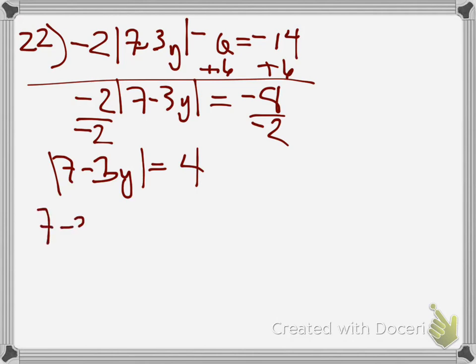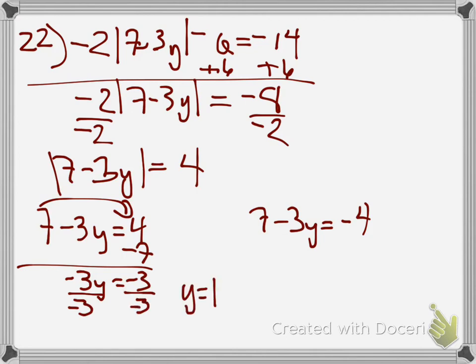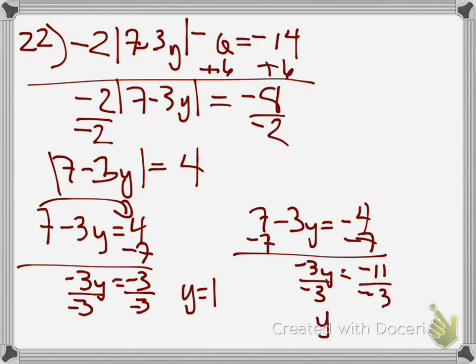Now I'm saying 7 minus 3y is equal to 4. 7 minus 3y is equal to negative 4. Move the 7 over, minus 7. Negative 3y is equal to negative 3. Divide, and y is equal to 1. Here, minus 7. You get negative 3y is equal to negative 11. Divide by negative 3. And y is equal to positive 11 over 3.